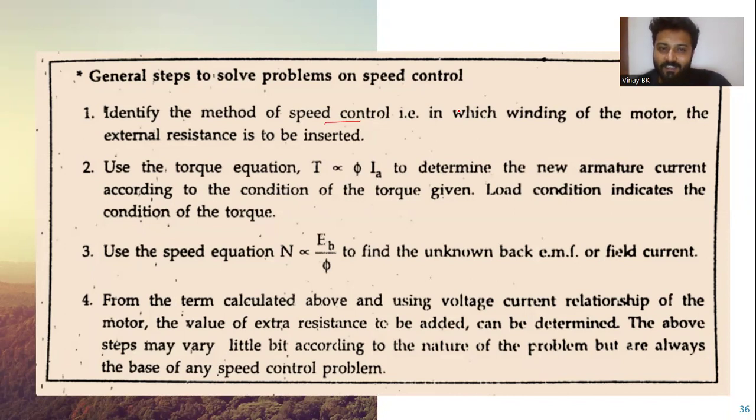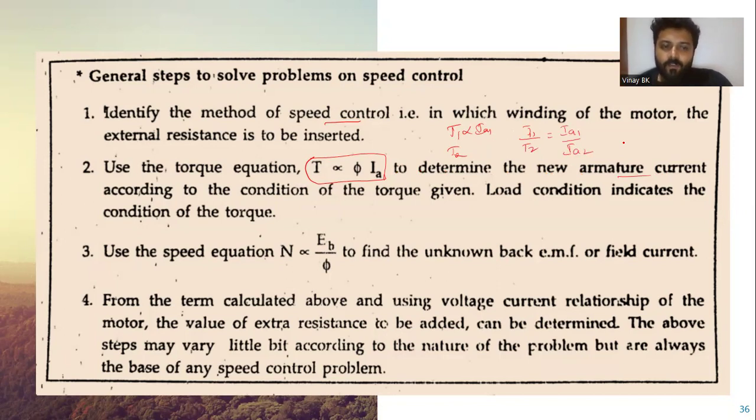Then you can use the torque equation, that is, torque is directly proportional to phi and Ia, and determine the value of the new armature current. They will give T1, T2, Ia1, and you need to find the value of Ia2 with the help of this relation: T1 by T2 equals Ia1 divided by Ia2. You can get the value of Ia2.